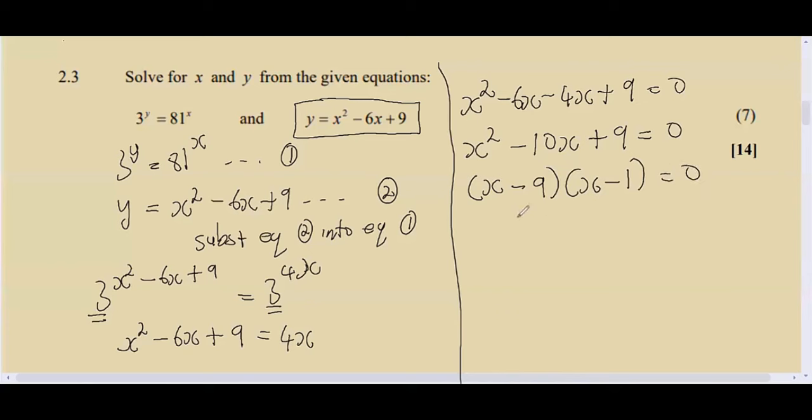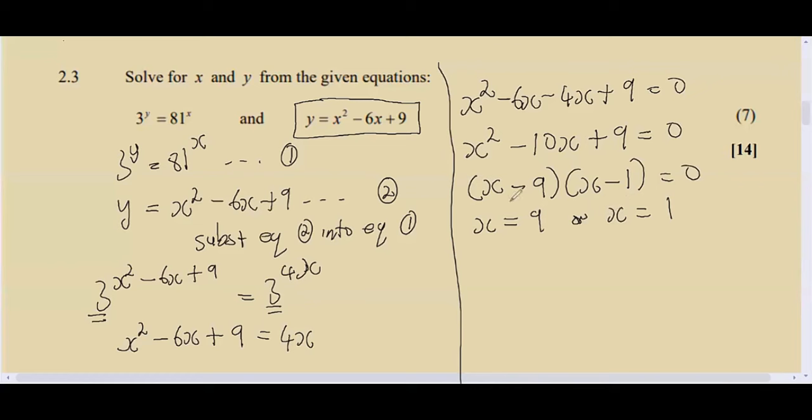So our solutions are x is equal to 9, or x is equal to 1, right? But then remember, this is solved for x and y simultaneously. So let's not get carried away by finding the x values. We also need to find the y values.